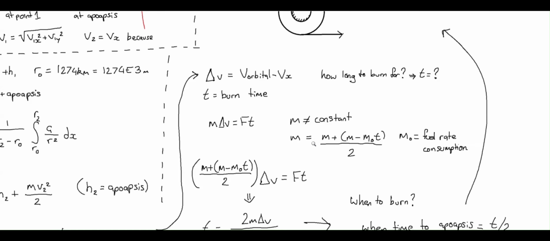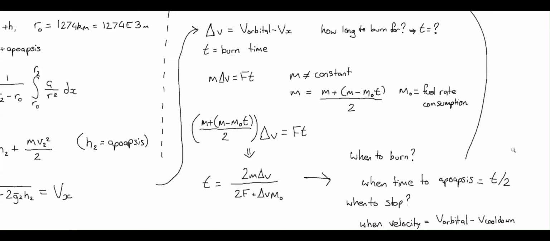And because it's not a curve or anything, we can use just a nice linear formula to find the average. So m dot here is the fuel rate consumption in kilograms per second. Once we can find that out, we know the burn time of the stage: the mass of the fuel divided by the burn time of the stage equals our fuel rate consumption. So then once we know this formula, we can solve for t, and t equals 2m delta V divided by 2f plus delta V m0.